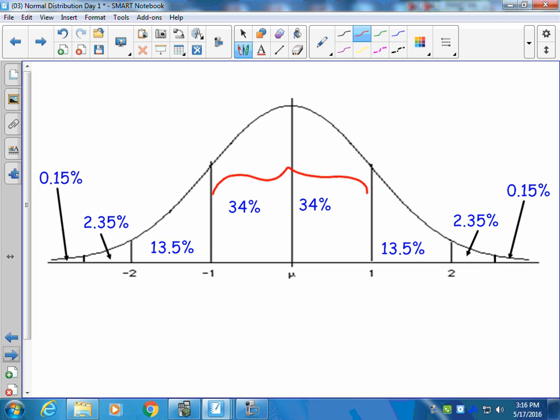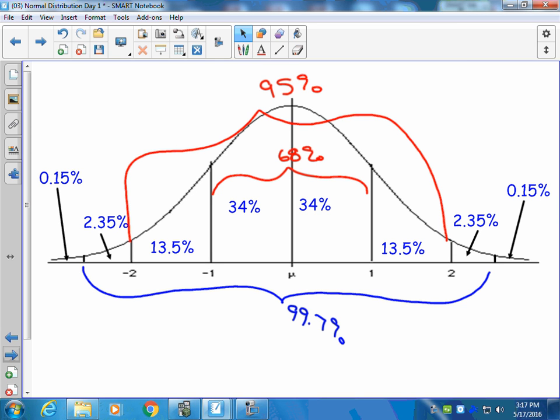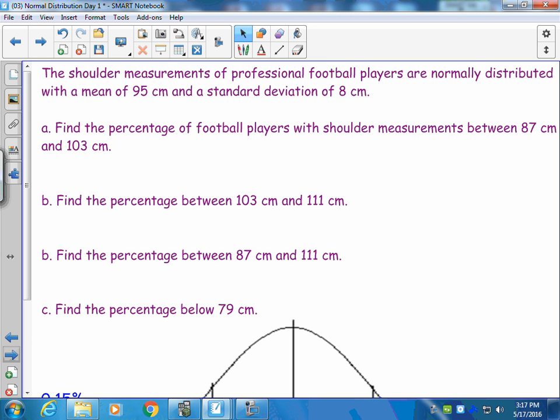Notice that these two pieces add up to the 68%. If I start on the outside, 2 standard deviations up in either direction, 68 plus 13.5 plus 13.5 gets me to 95% of the distribution. And if I work my way all the way out, 3 standard deviations in either direction, we can see that those add up to 99.7% of the distribution, with the last little bit falling in those outside tails. So now we can use these marker points and this distribution to solve questions.